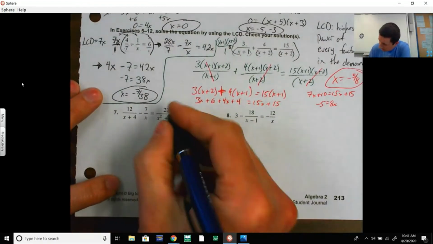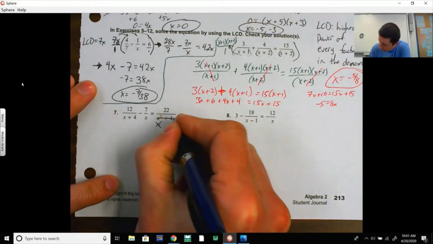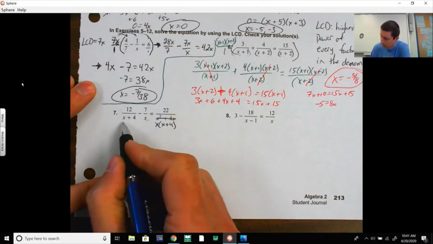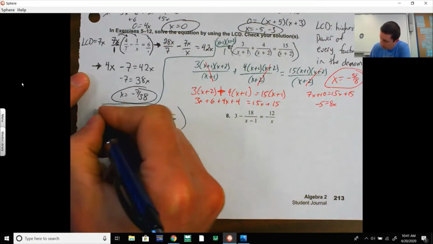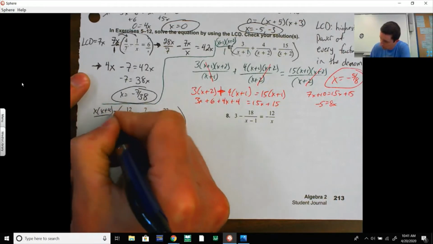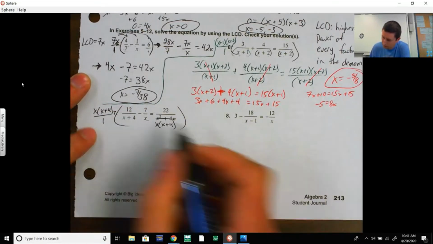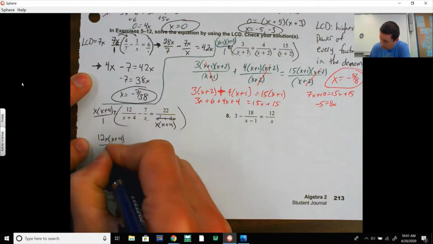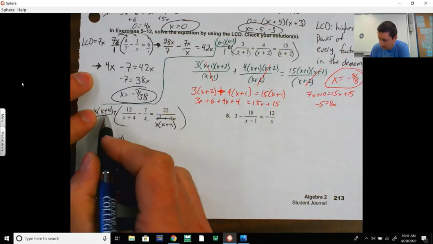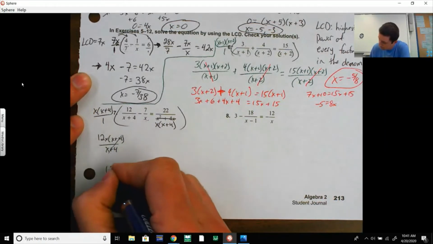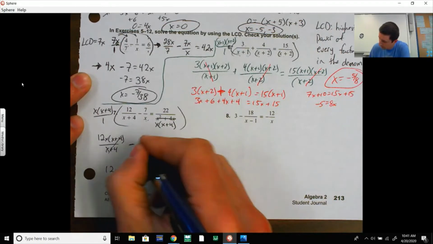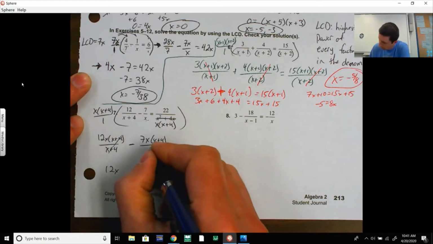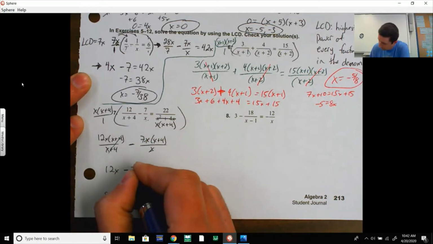Down here, I see that I can factor this. So I want to factor this. This is x times x plus 4. And you notice there's an x there, and there's an x plus 4 there. So my common denominator is going to be x times x plus 4 over 1. So when I take it times the first one, I get 12x times x plus 4 over x plus 4. The part that's common will be canceling off, leaving us with 12x. Minus 7x times x plus 4 over x. Here the x's cancel off, so I get minus 7 times x plus 4.